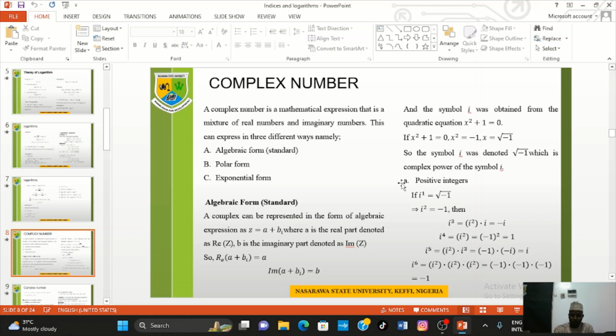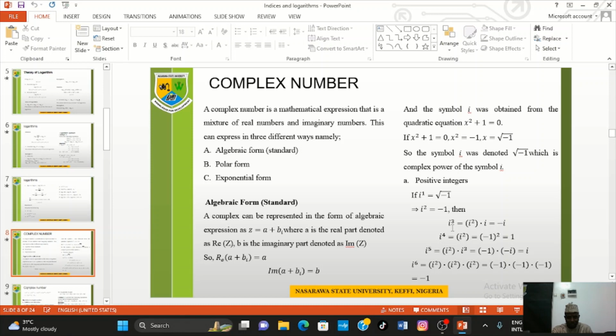Now, let's consider the positive integer powers of i. If i is raised to the power of 1, it is just i, and our i is the square root of minus 1. Now, if it is i raised to the power of 2, meaning the square root of minus 1 times the square root of minus 1. If the square root of a certain number is multiplied by itself, the result is what is inside the root. It means the square root of minus 1 times the square root of minus 1 will be minus 1. So meaning i squared equals minus 1.